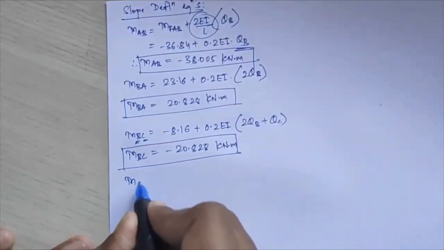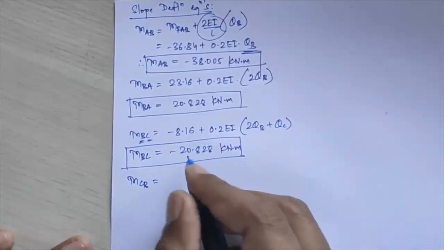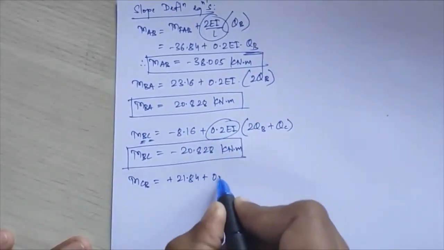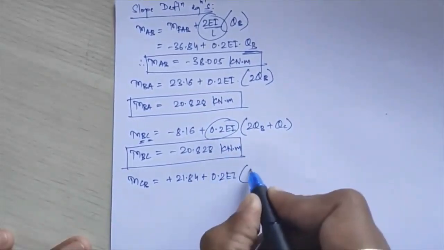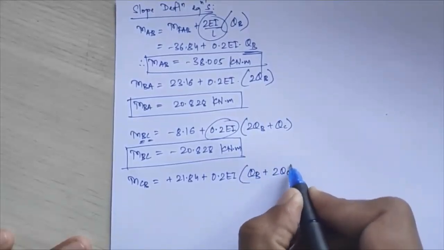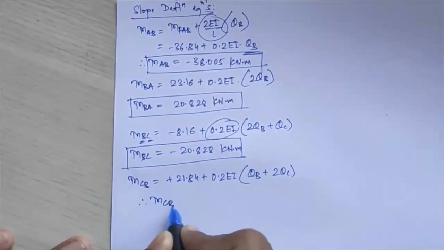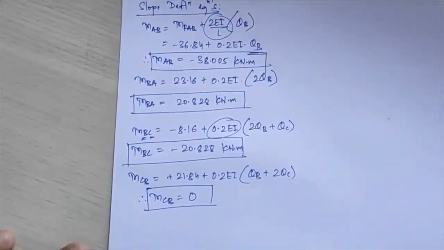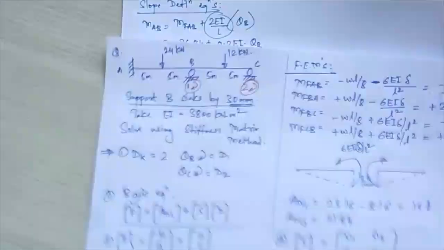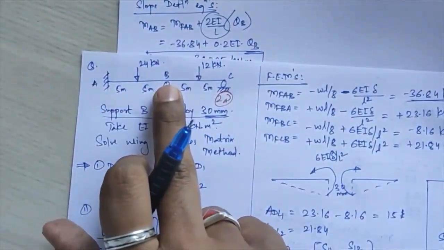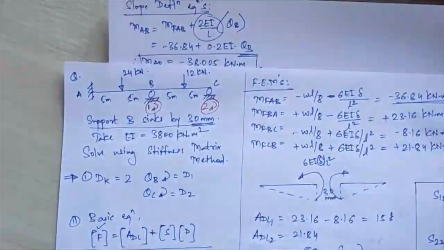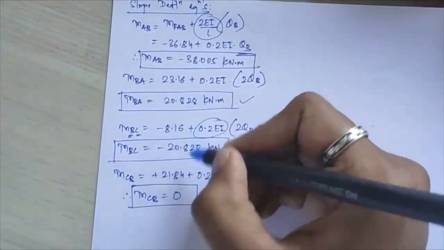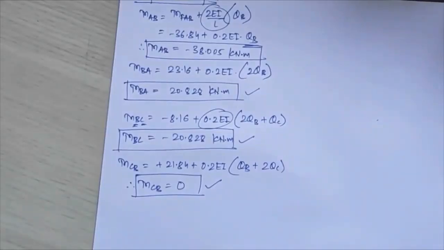And the last value, MCB, is equal to MFCB, which is 21.84, plus 0.2 times EI into theta B plus 2 times theta C. I am getting MCB as 0. Now we will check the conditions of equilibrium. At B, MBA plus MBC shall be equal to 0, and at C, MCB shall be equal to 0. If you add MBA and MBC, you will get 0, and MCB is also equal to 0.